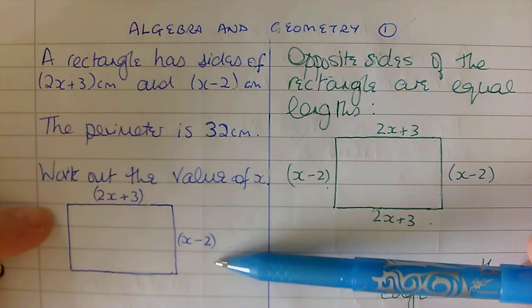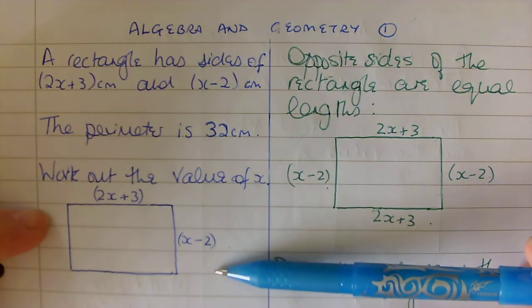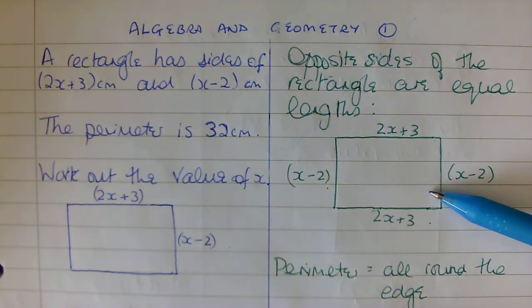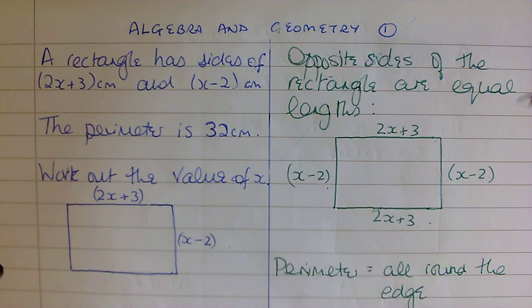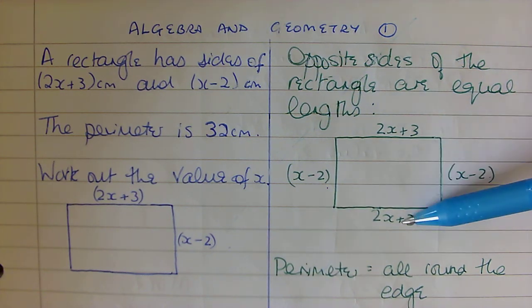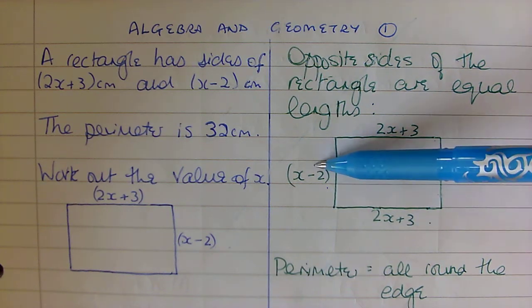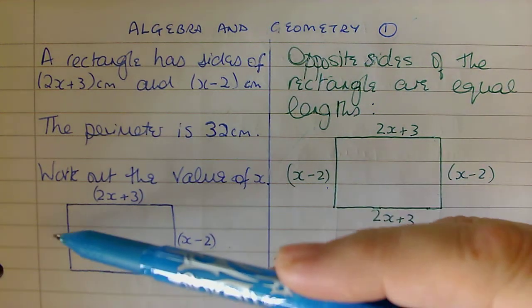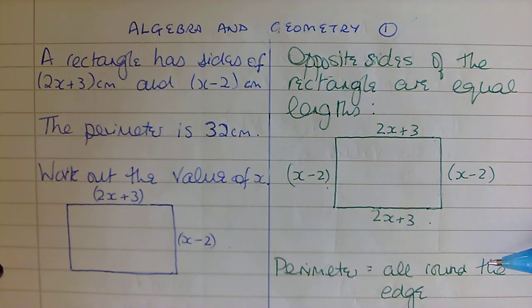Now, in the question they will give you a diagram, but I always like to draw my own just on rough paper, so that I can scribble on it and add or take things away as necessary. So what I've done here is just written myself two little reminders. The first one is that opposite sides of a rectangle are equal lengths, and so I've filled in those two missing pieces from this diagram, and that the perimeter is all around the edge.